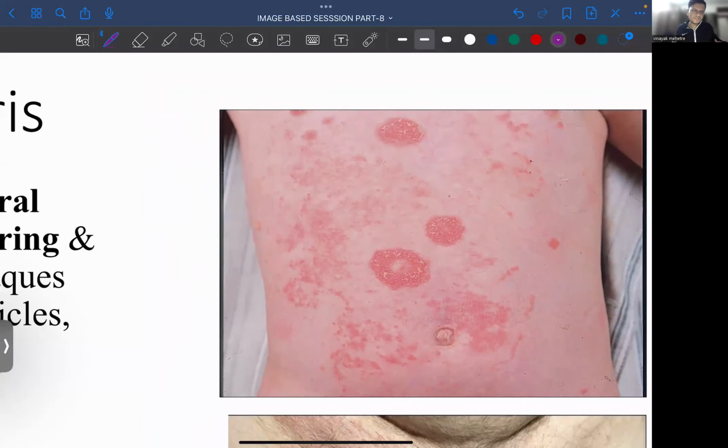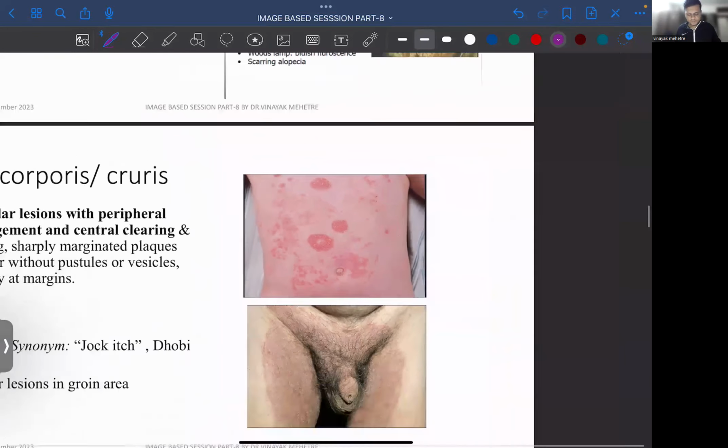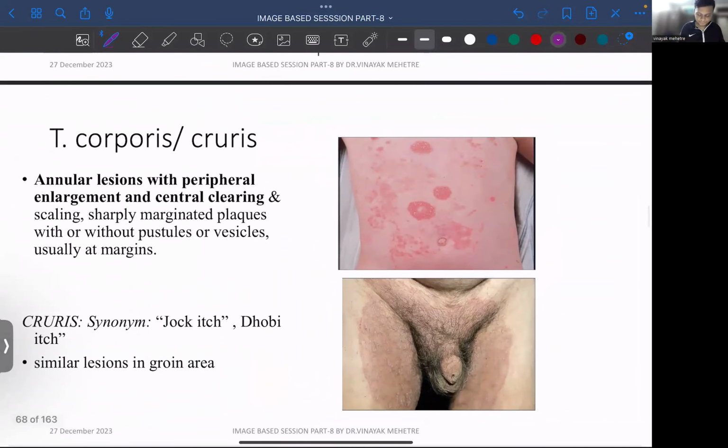ठीक है, कॉर्पोरा. So whenever you are getting a question with, okay, and when you don't know the answer, remember the fungal infection to mark the answer is tinea cruris. Okay, tinea cruris और tinea corporis, यही मार्क करके आना है. ठीक है, जब समझ में नहीं आए फंगल इन्फेक्शन, तो टीनिया क्रूरिस और कॉर्पोरिस. ठीक है.